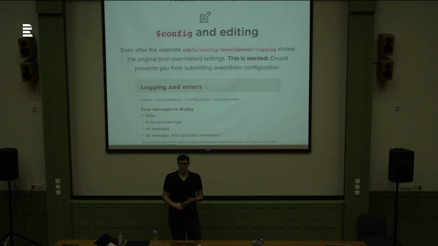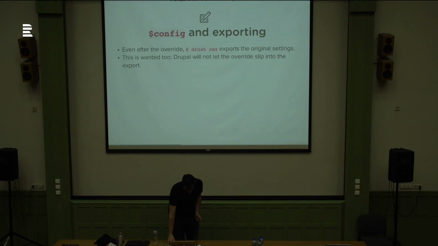Or some contrib modules detect whether it's overwritten and gray it out, but it's also not very obvious to know whether it's really overwritten or not, because if it's the same value, then you just get the configuration from the system, and you don't know. So when you use drush config export, you still get the original one, and that way Drupal doesn't bleed the overrides into the exported configuration.